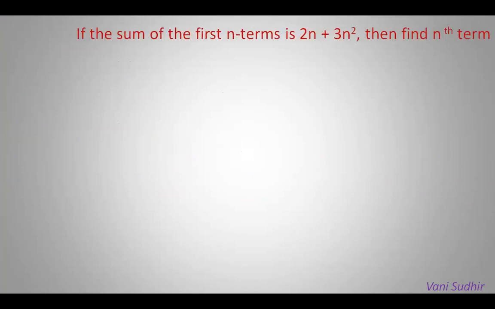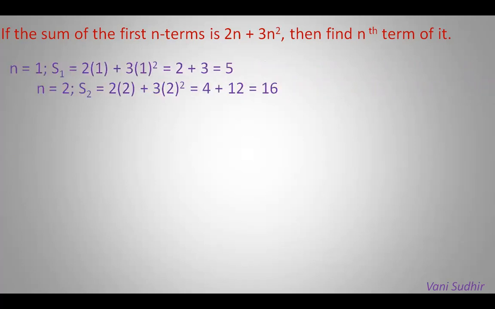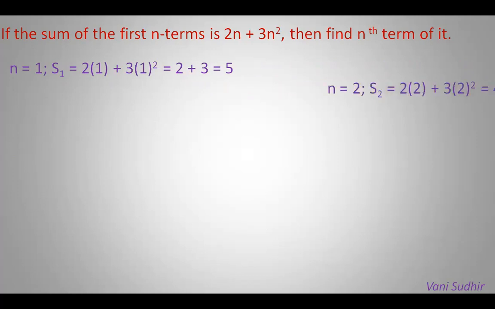Next, we will solve another question where the sum of the first n terms is given. Here the nth term is not given, the Sn formula is given, that is 2n plus 3n square. We have to find the nth term of the sequence or progression. If you take n value 1, we get S1, that means the sum of one term, which is nothing but the first term only. Substitute n = 1: 2 times 1 is 2, 1 square means 1, 3 times 1 is 3. So the sum will be 5.